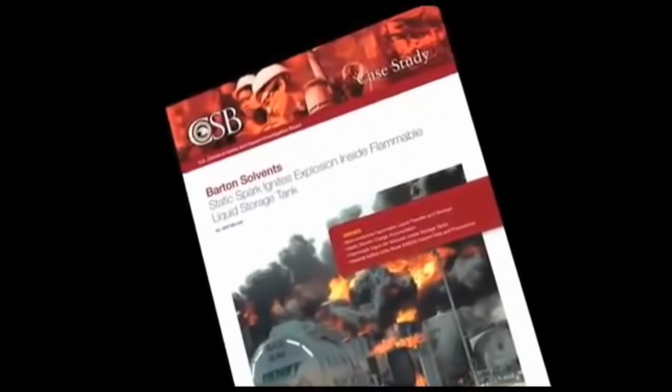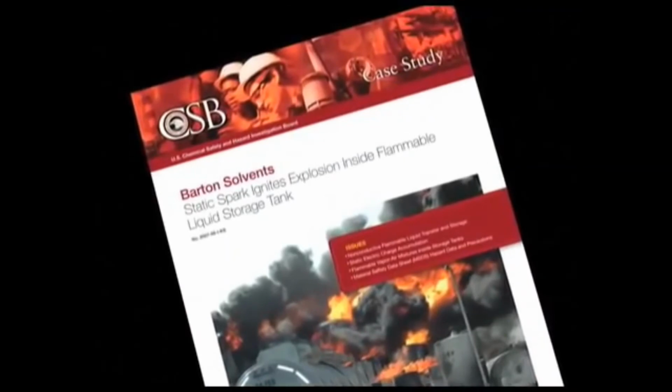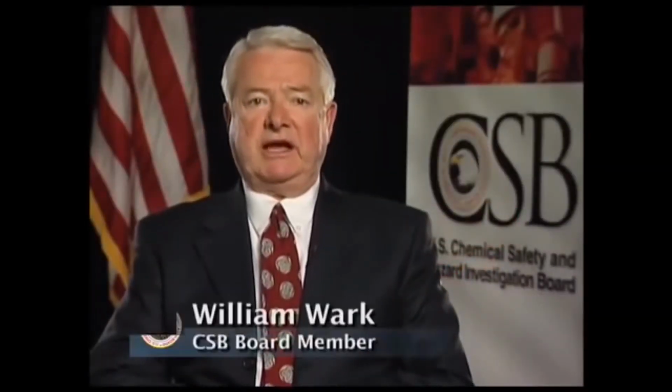The CSB issued a case study on the accident. Our goal is to help companies understand the hazards associated with the kinds of flammable liquids that were stored and transferred at Barton Solvents. At Barton, several factors combined to produce the initial explosion. Our investigation shows the need for companies to take extra precautions when handling what are known as non-conductive flammable liquids, which tend to accumulate static electricity.